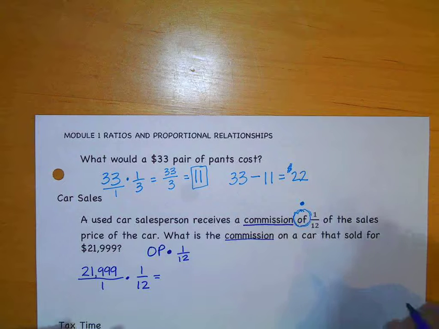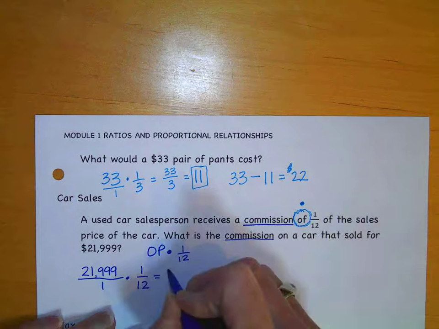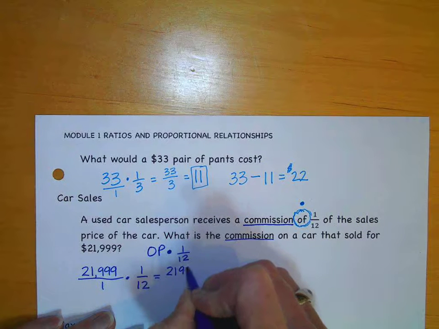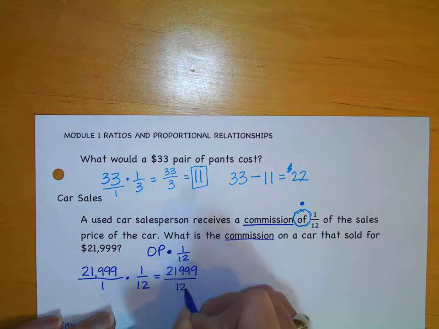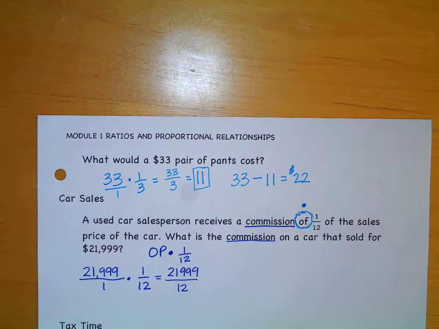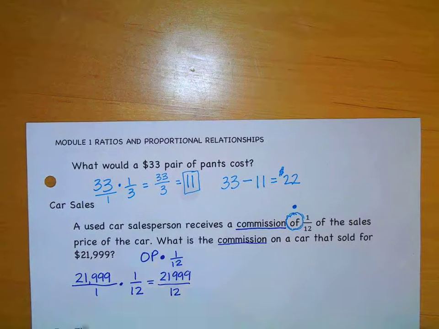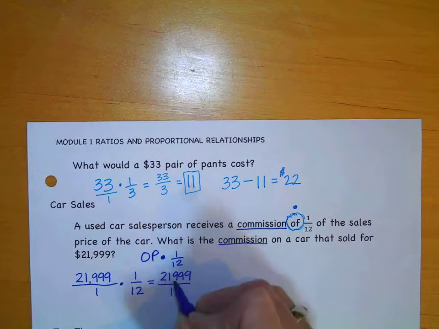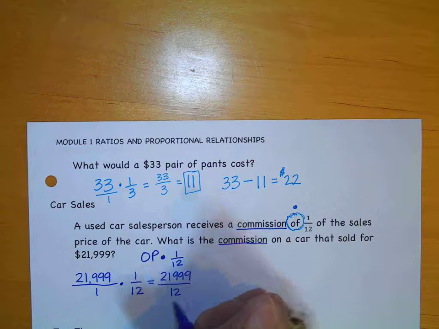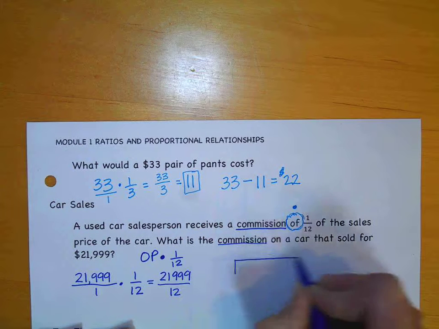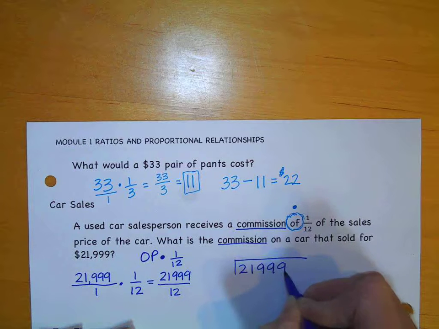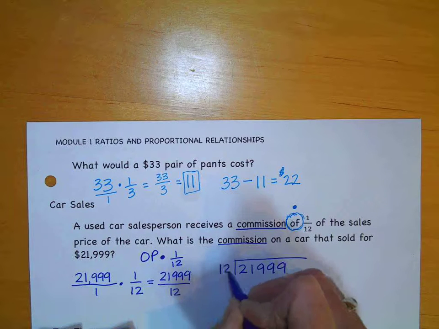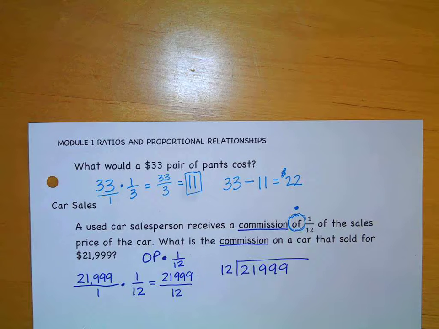Okay, we can do this. Ready? Here we go. 21,999 times 1. 21,999. 1 times 12. 12. But we're not done because now that's turned into a division problem. Read it with me. 21,999 divided by 12. Now you see why I went bleh. Okay, here we go. Let's do this. We can be brave. We can do this. All right, here we go.